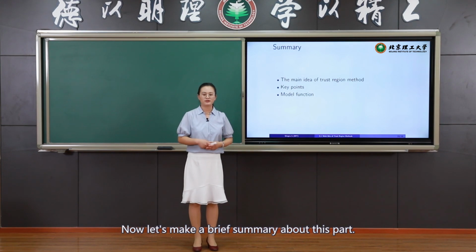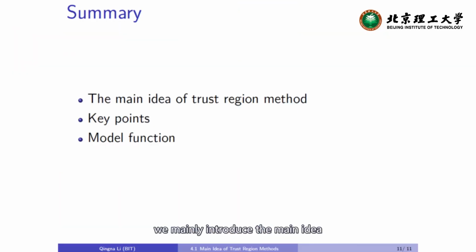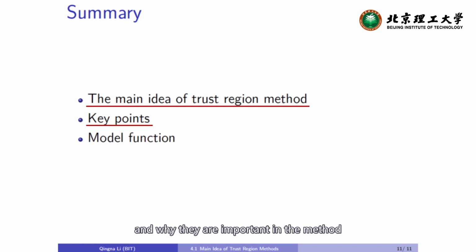Now let's make a brief summary about this part. In this part, we mainly introduce the main idea of trust region methods, including 3 key factors and why they are important in the method and how we deal with them.